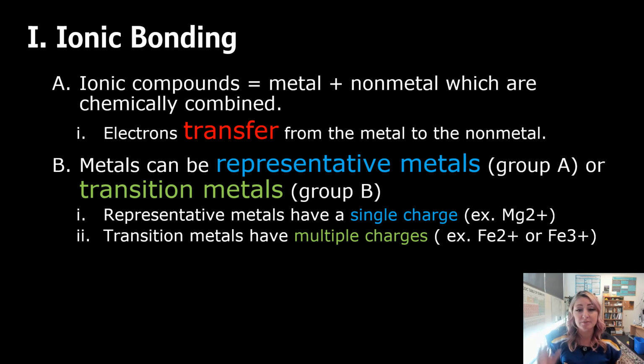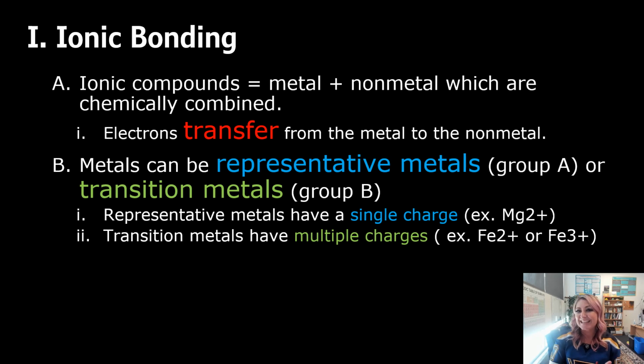The nonmetal and the metal are chemically combined, and in an ionic bond, we transfer the electrons from the metal to the nonmetal, and it always goes in that direction. Our metals can be one of two types. They can either be representative metals, which are your group A metals, or they can be transition metals, which are your group B metals. Either way, it's still ionic bonding. They're both metals. The difference will be in how we name and write them later. Not our problem now, it's a future-us problem.